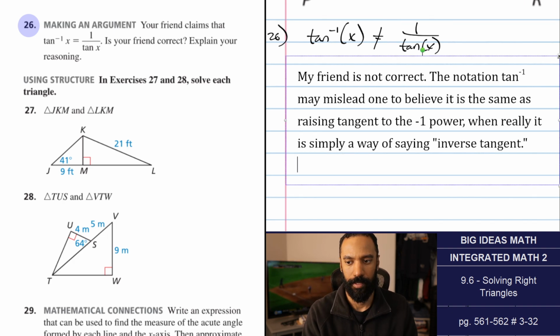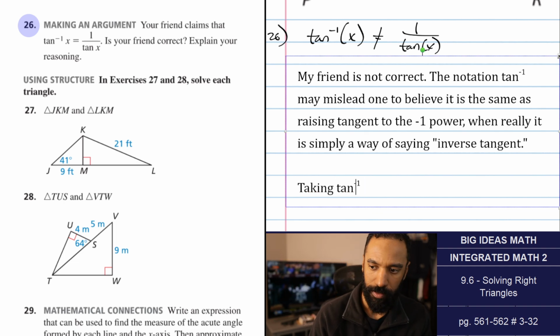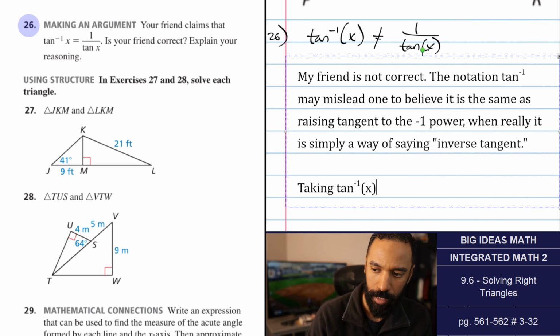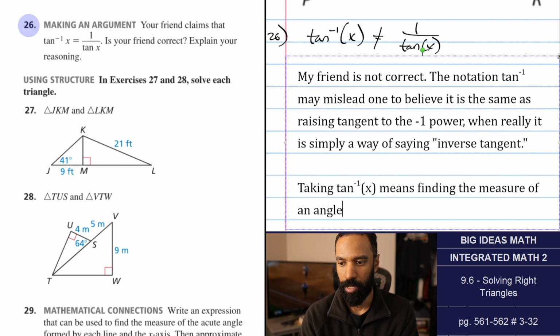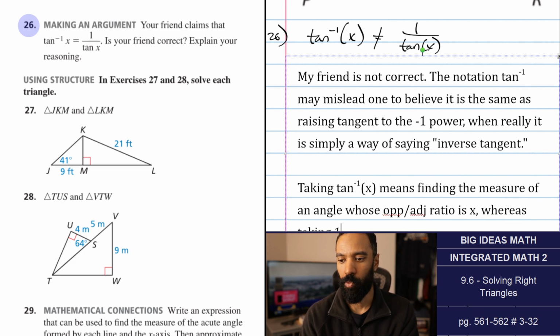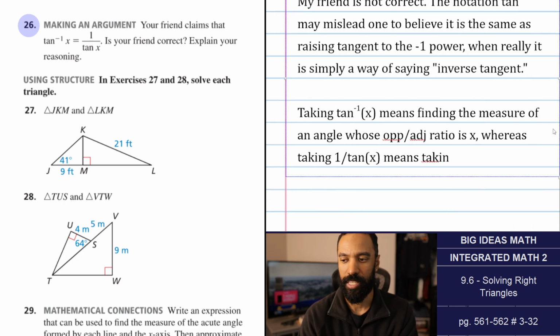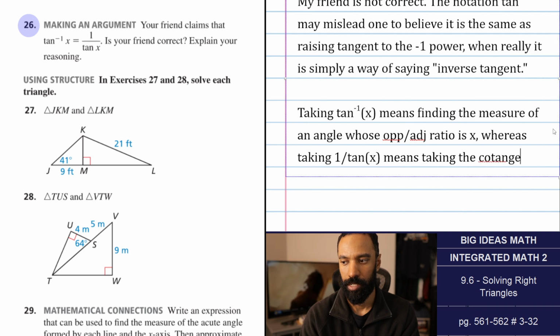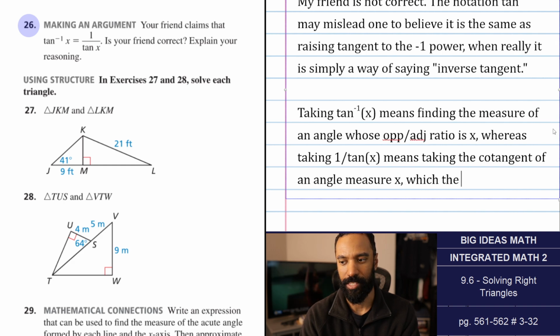When you take the inverse tangent of x, it means finding the measure of an angle whose opposite over adjacent ratio is x. Whereas taking 1 over the tangent of x means taking the cotangent of an angle measure x, which is not the same thing.